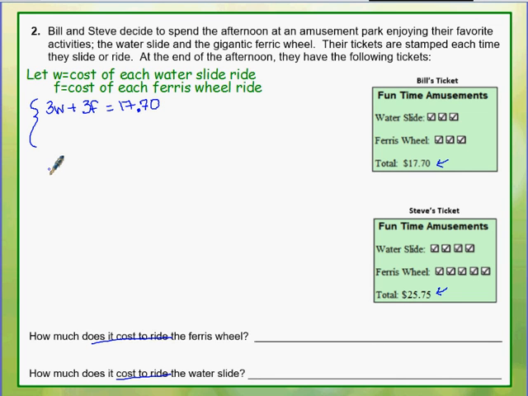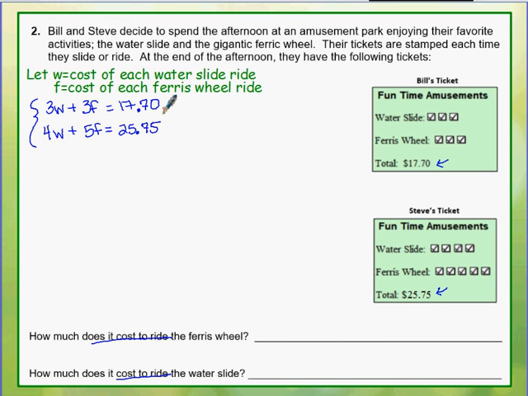According to Steve's ticket, 4 water slide rides plus 5 rides on the Ferris wheel total $25.75. Now, if we go back to what we looked at before, we have to make sure we choose the correct method. It is not very easy to get one of these variables alone, so this time I would use the elimination method. Now remember, we always get to choose which variable it is we want to eliminate. So there's technically many ways to answer this moving forward.